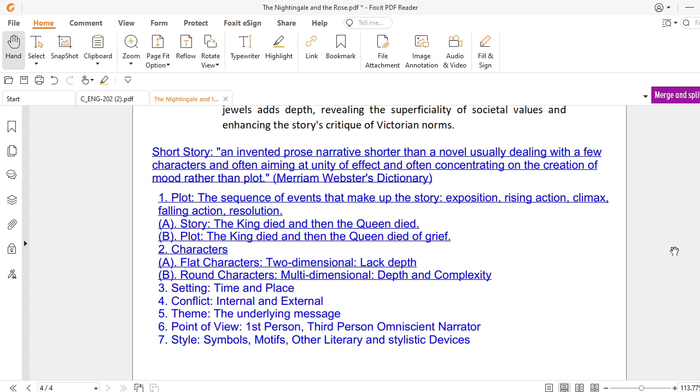Then conflict. Conflict is a very important thing to be understood with regard to the elements of the story. So what is conflict? There is external conflict and there is internal conflict. I can give you an example from the story Button that you people have read, and this could be very easily understandable for you. What is external conflict? External conflict is the conflict between the characters. While internal conflict is a conflict that is within the character.